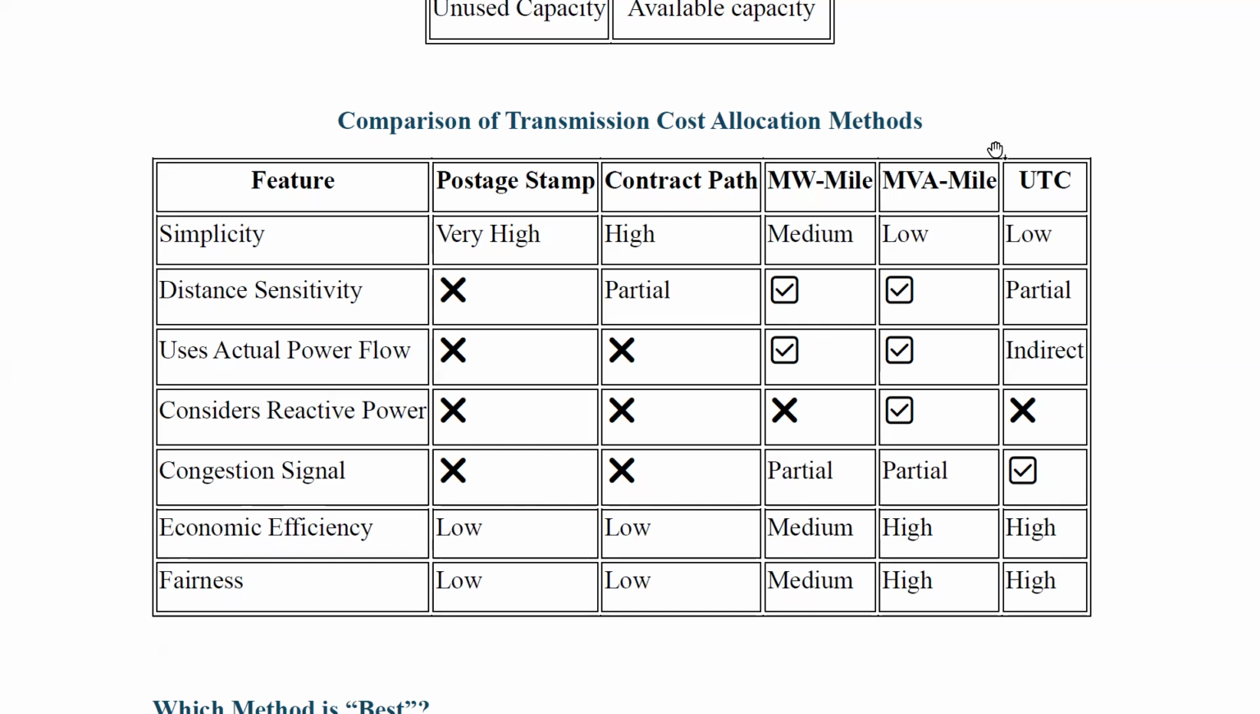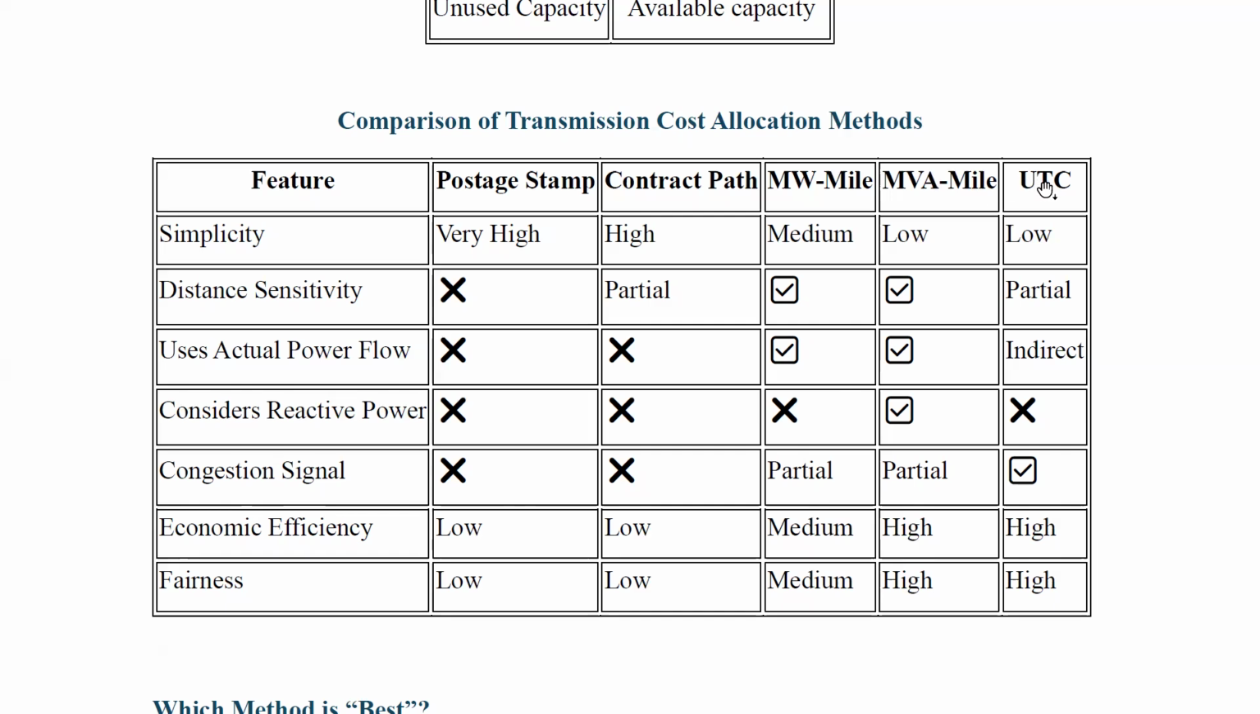Next comes the MVA mile method. Here simplicity is low, distance sensitivity is there, and actual power flow is there. Reactive power they are considering, and congestion signal is partial. Economic efficiency is high and fairness is also high. That's why this method is mostly used. But congestion signal is a little partial, and simplicity is lesser. If simplicity is less, it means complexity is more for implementing this method.